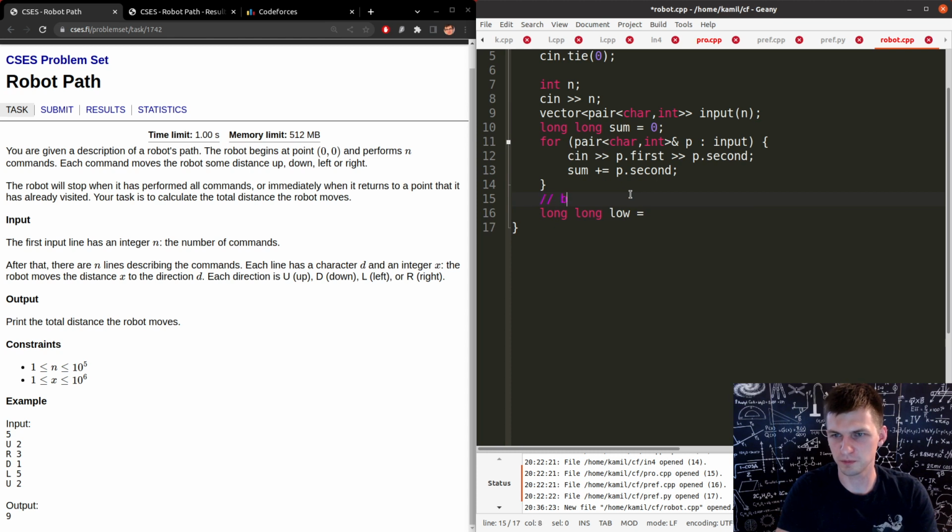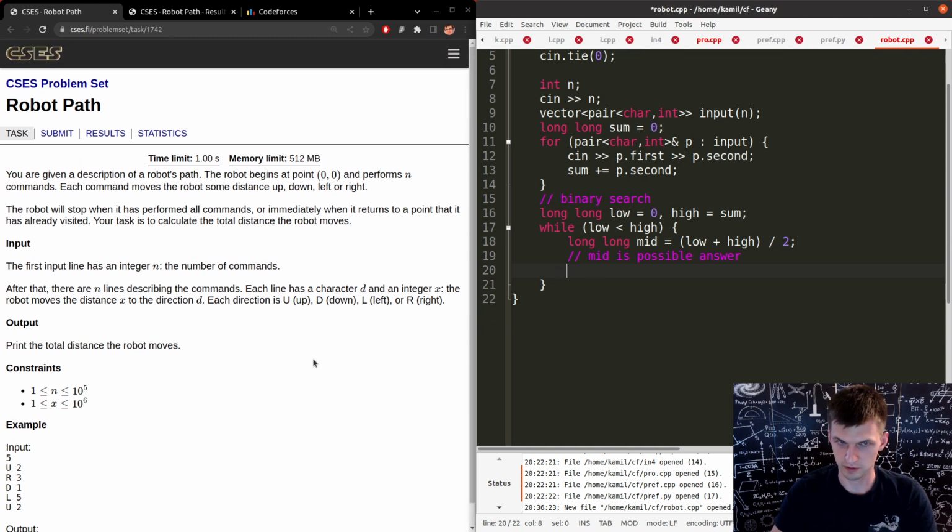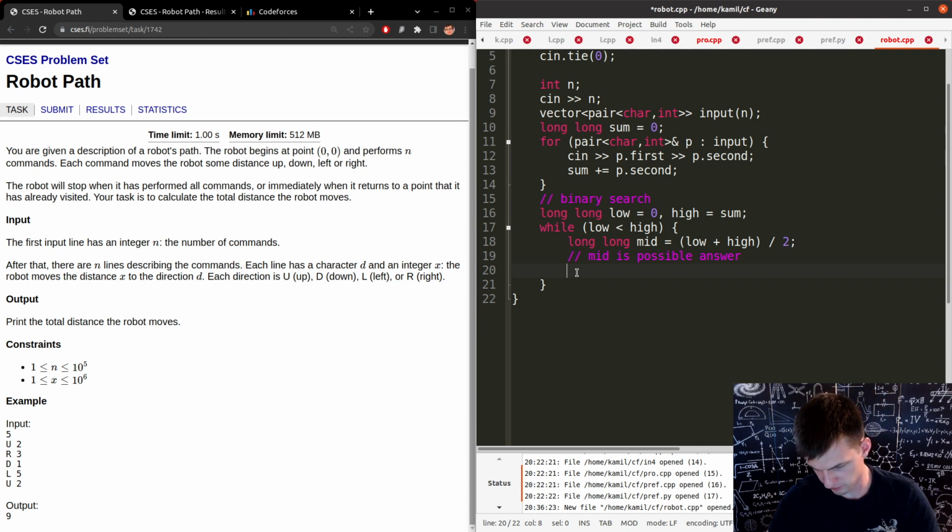So let's do binary search. So mid is a possible answer, and we need to verify if the robot can move that long without intersecting itself. Right. Now I will get a series of vertical and horizontal lines. I will then sweep from left to right.